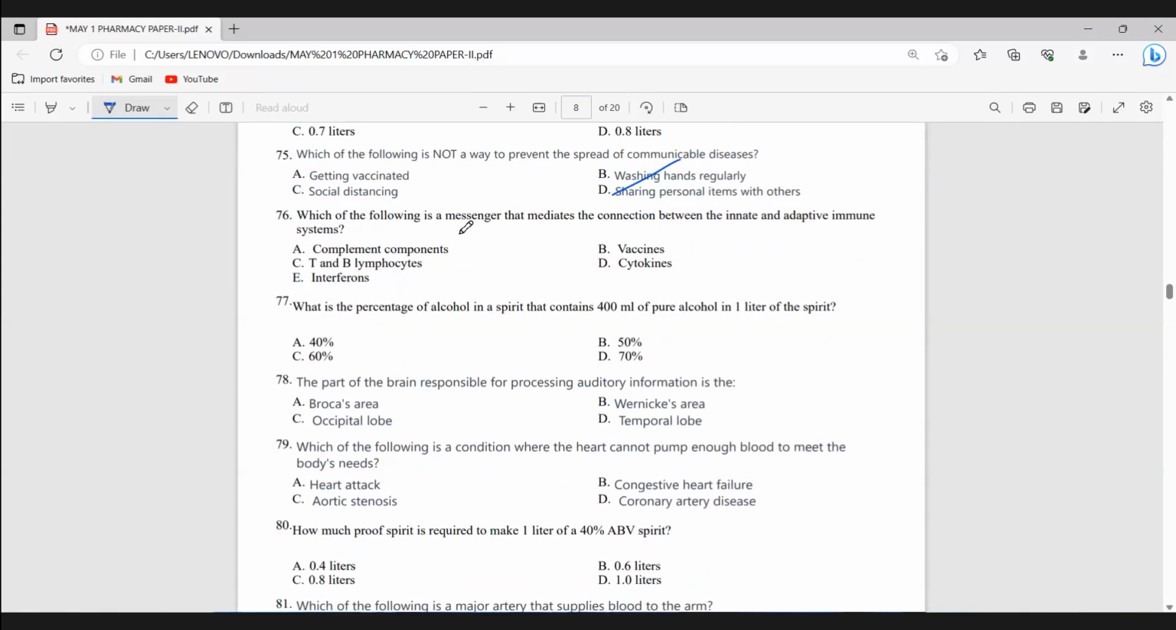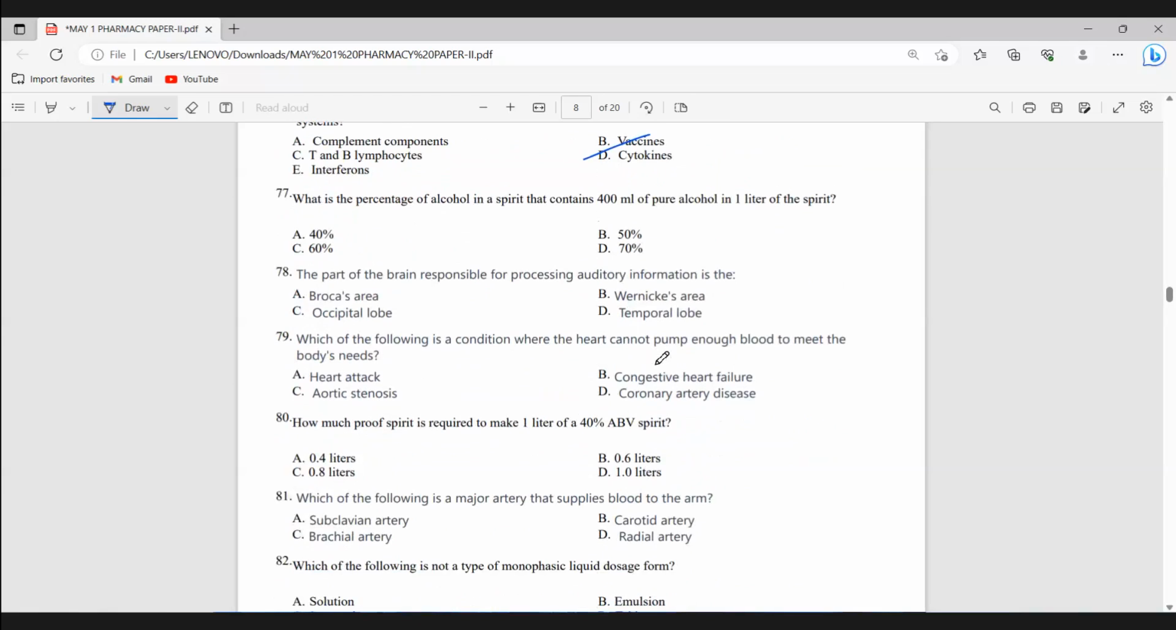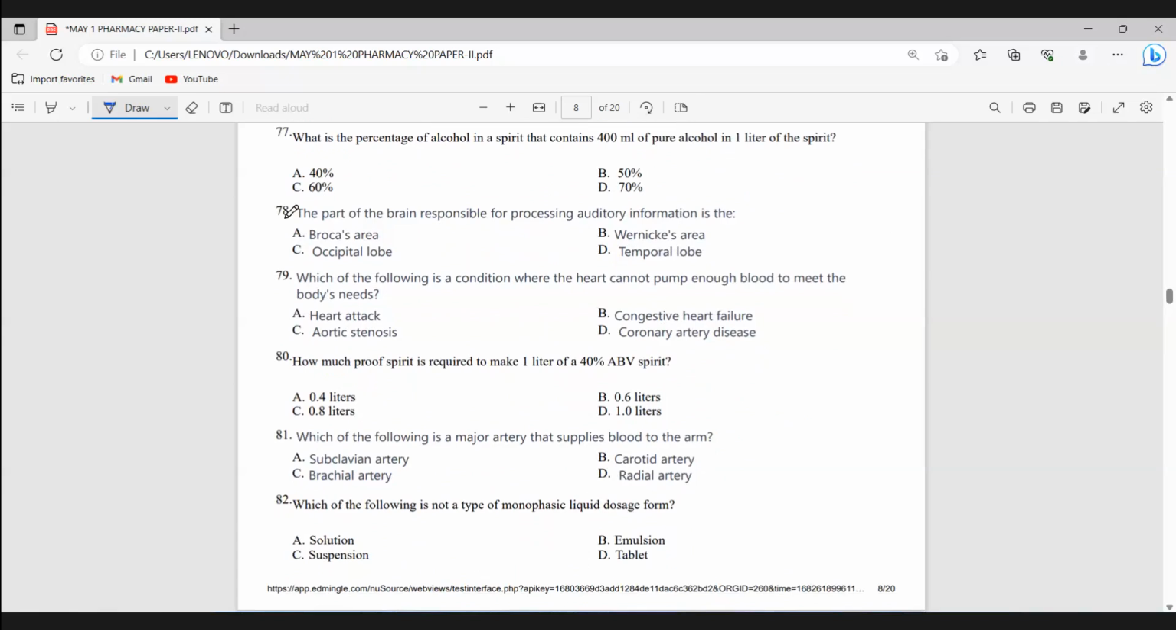Then 76, which of the following is a messenger that mediates the connection between the innate and adaptive immune system? Cytokines. 76, cytokines. I will give 77 also. 78, the part of brain responsible for processing auditory information is the temporal lobe.